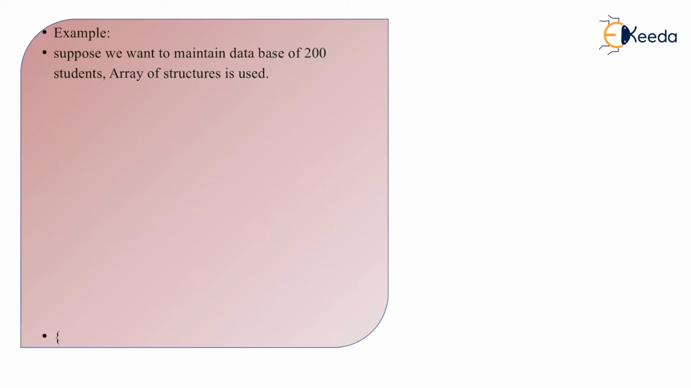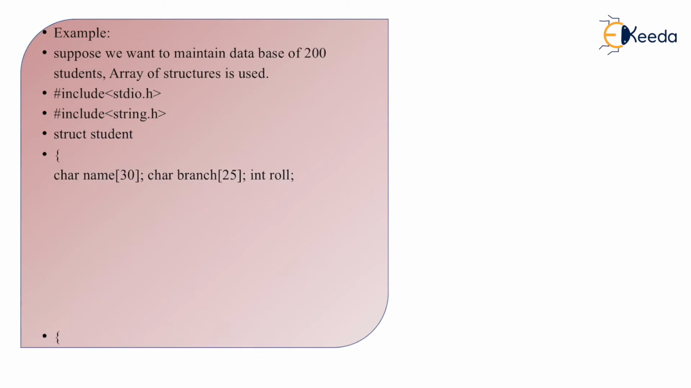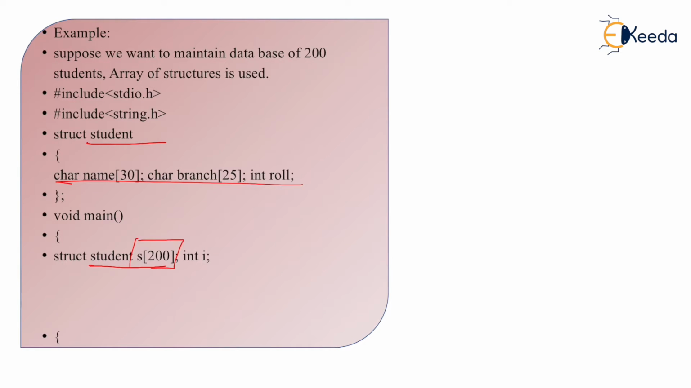One more example they have given. Suppose we want to maintain a database of 200 students. So we will use the array of structure. So how can we use it? See, we have created one structure, which is a student, with three variables. Then inside the void main, they created a student array, that is S[200]. Are you getting it?